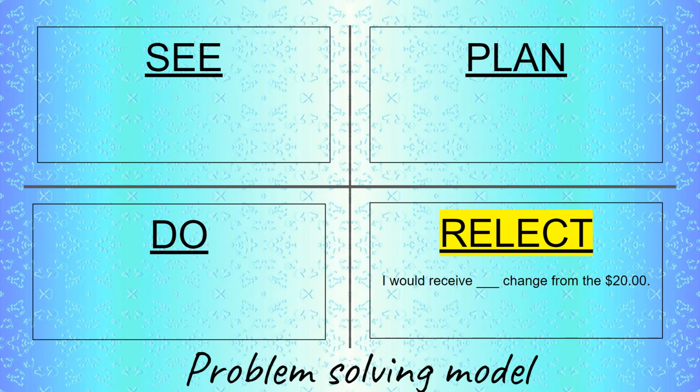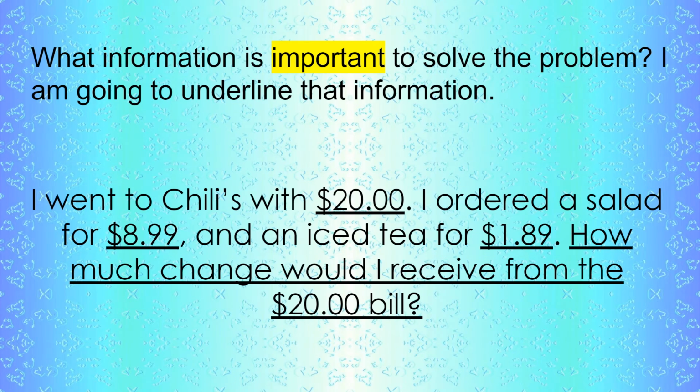So I have my solution statement in my reflect here. I would receive blank change from the $20 bill. Then I need to find my C. What information is important to solve the problem? And I'm going to underline that information. So I'm going to read it again. I went to Chili's with $20.